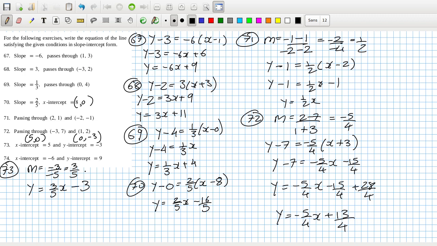There's a shortcut here. The constant at the end is always the y-intercept. So, for example, 74, I know the answer will be y equals something x plus 9. We can get the slope for this one, minus 6, 0, and this is 0, 9. So m would be 9 minus 0 over 0 minus minus 6. So that's 3 over 2.